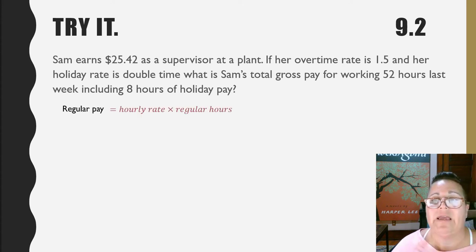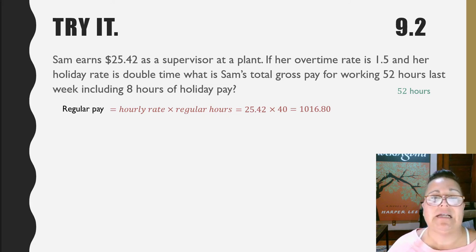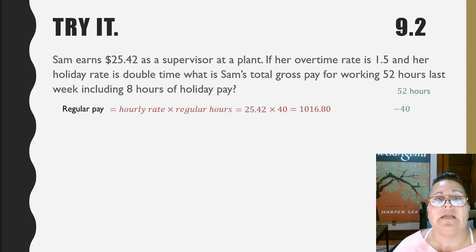So her regular pay is her hourly rate times her regular hours. We know her hourly rate is $25.42. We know that she worked 52 hours. Of those 52, 40 of them would be considered regular, since she's on a weekly pay. So she'll get $1,016.80 in regular pay. So we've accounted for those 40 hours, and we can subtract them from the 52, leaving us with 12 hours unaccounted for, unpaid to Sam yet.